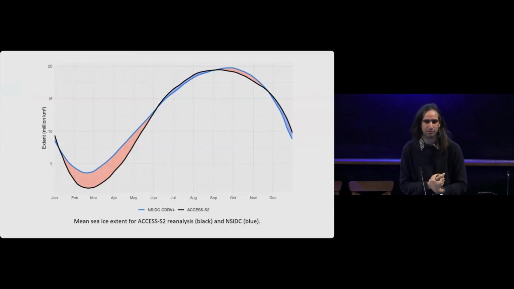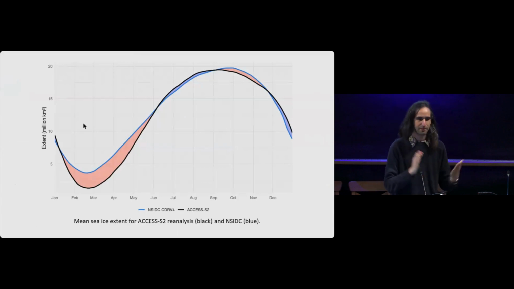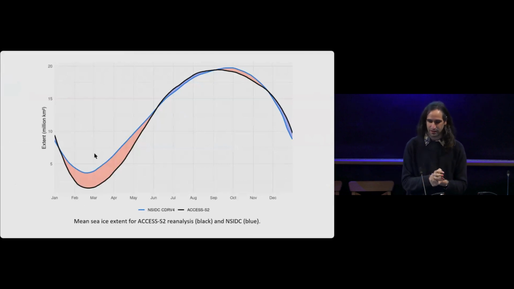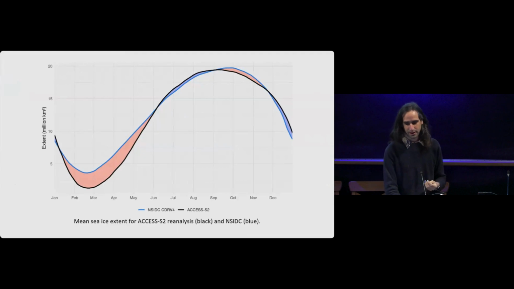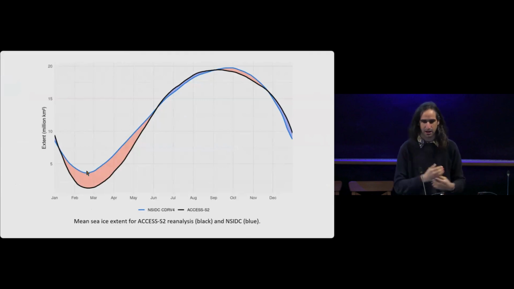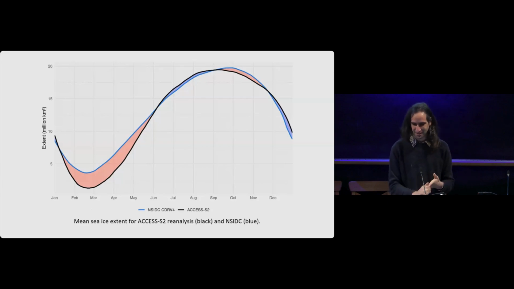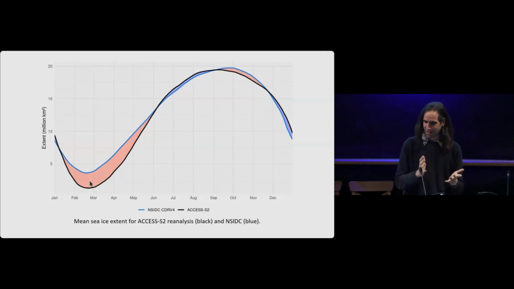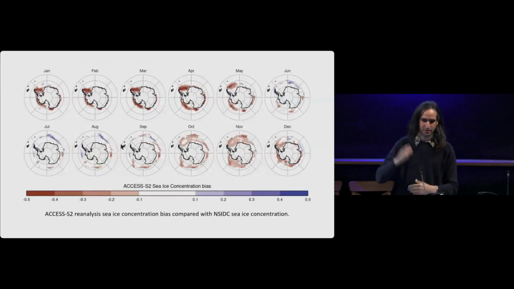First, I'm going to look at the reanalysis, with a headline figure of the sea ice extent seasonal cycle, for ACCESS-S2 in black and for the NSIDC satellite-derived observational dataset in blue. We see a huge underestimation of sea ice extent during the minimum. For the maximum it's kind of fine, although it peaks early and starts to melt early too. And of course, the growing season is also much faster than in the observations.